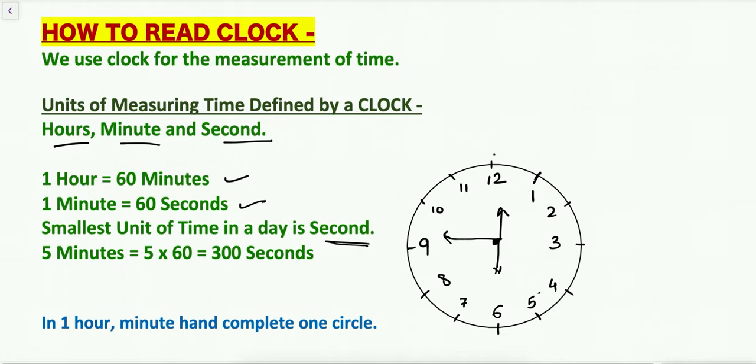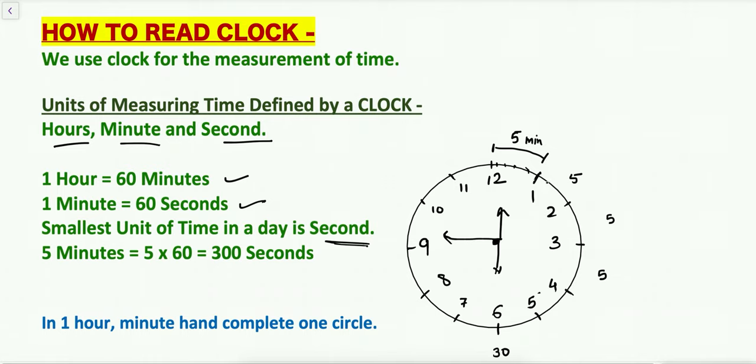So here, from 12 to 1, it is 5 minutes. Here 1 minute, 2 minutes, 3 minutes, 4 minutes, and it will be 5 minutes. And from 1 to 2, it is again 5 minutes. 2 to 3 is again 5 minutes, and 3 to 4 is 5 minutes. So on a clock, we can say that it is 5, 10, 15, 20, 25, 30. Here it is 30. So how will the minute hand read?